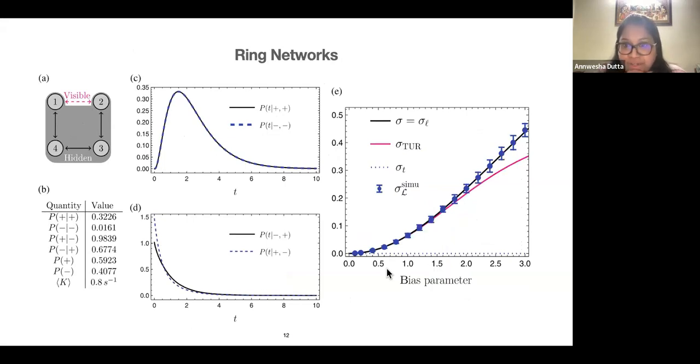Yes, so in the case of ring networks, that is, networks where we have a topology like this, we see that sigma L, sigma T, as you can see here, we have taken only one visible transition. It will depend on the repeated transition statistics. And we can see that they exactly match, and we can understand that. So in that case, sigma T has no contribution, and the contribution is completely from the sequence of transition contribution, that is sigma L. Also, the estimation from the thermodynamic uncertainty relation gives the same, and sigma T has no transition contribution.